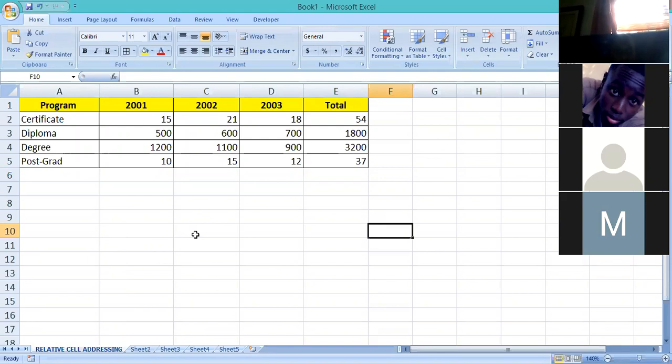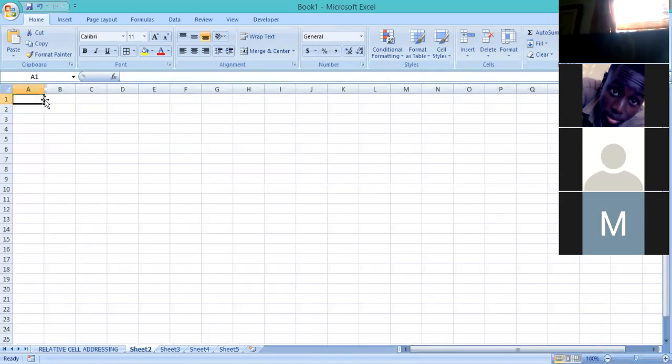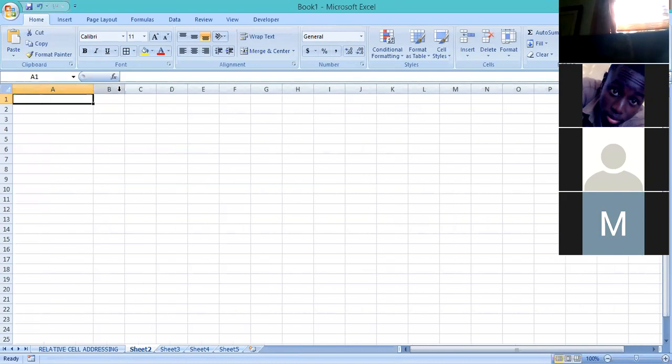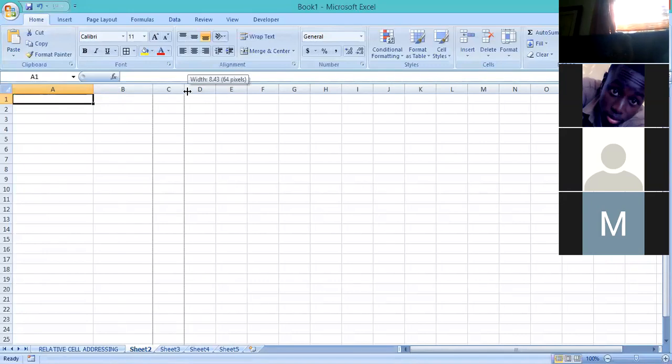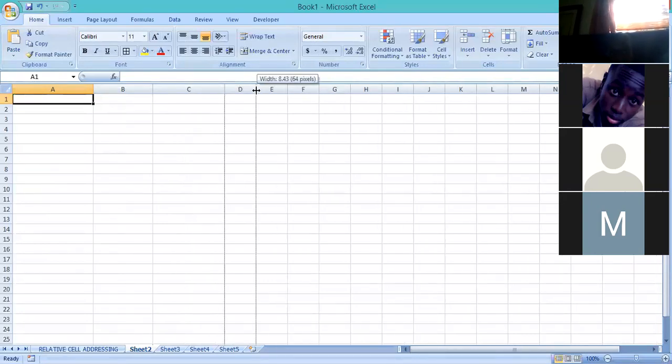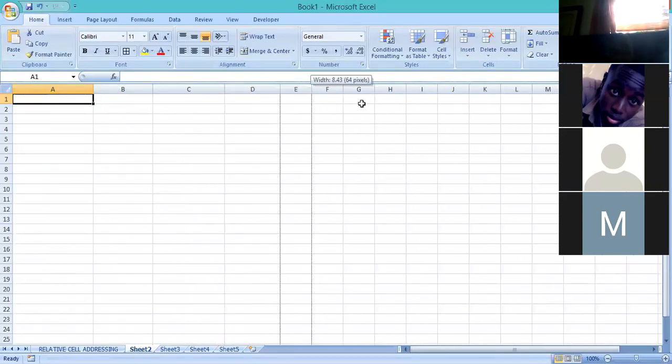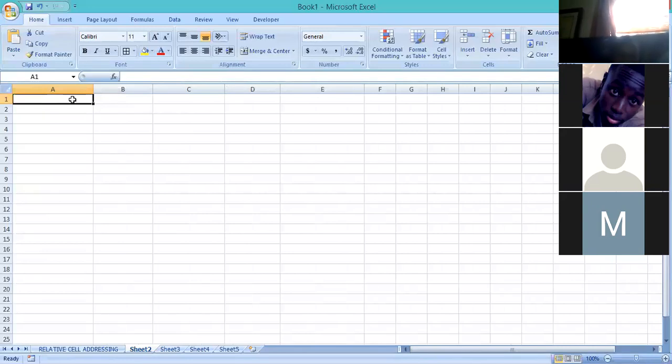All right, so we're going to go on sheet 2. Those who are following, let's go to sheet 2. Remember, we are learning relative cell addressing and absolute cell addressing. So now we are going to do absolute cell addressing. If you have the activity that I sent, that's the same thing we are using.